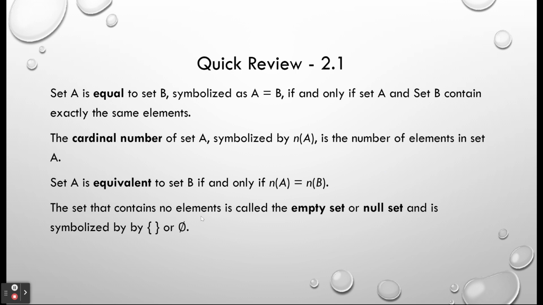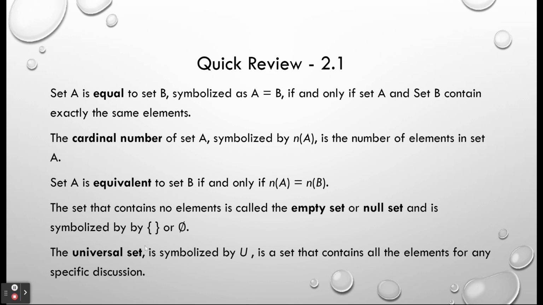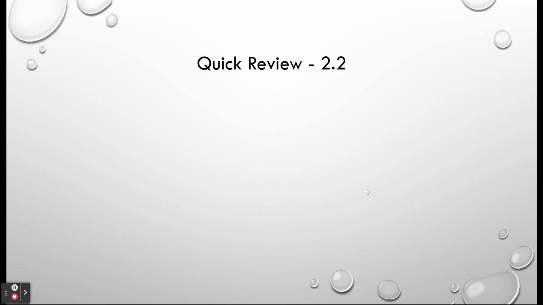The set that contains no elements is called the empty set or the null set. We symbolize this by the empty braces, or the null set symbol, which is a 0 with a slash through it. The universal set is symbolized by U. It is a set that contains all elements for any specific discussion. So those are reviews from 2.1.